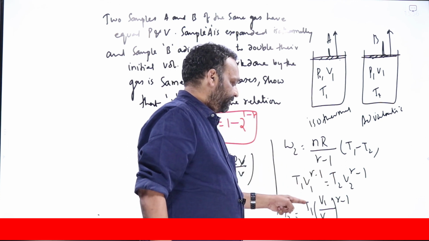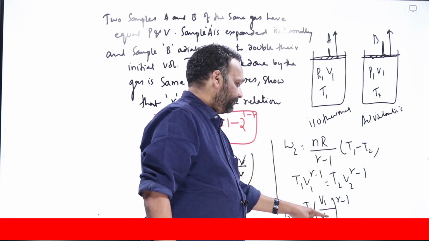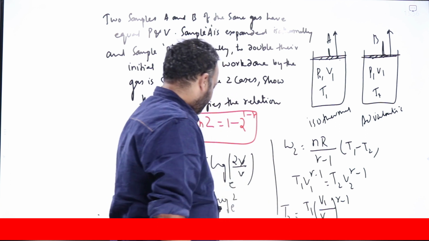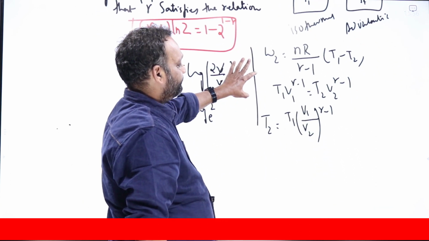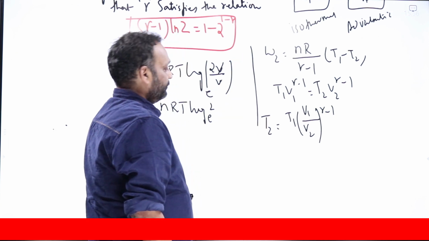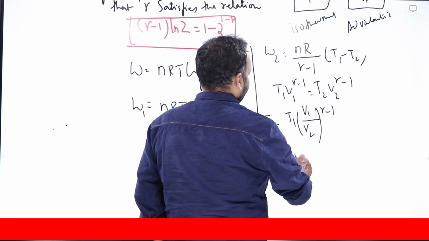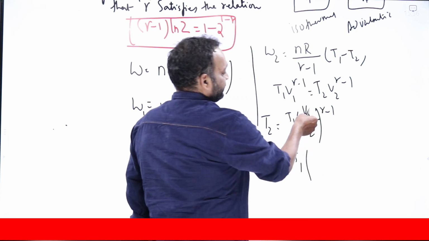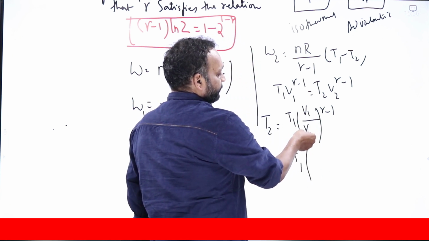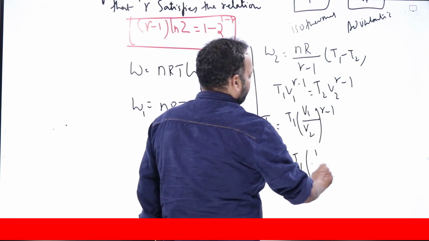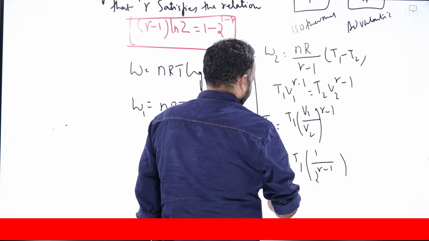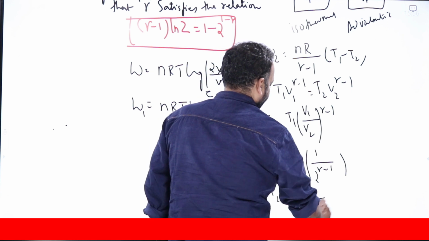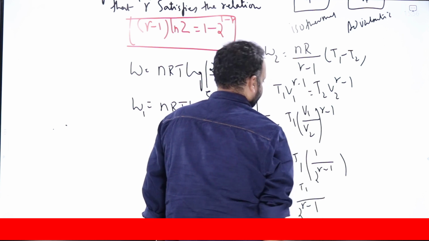I'll bring that V2 into the denominator here. So V1 by V2 to the power gamma minus 1. What is V2? V2 final volume is double the initial volume. That is T2 equal to T1 into V1 by double the initial volume, 2V1. V1 gets cancelled, 1 by 2 to the power gamma minus 1 will be there. That is, T2 is nothing but T1 by 2 to the power gamma minus 1.